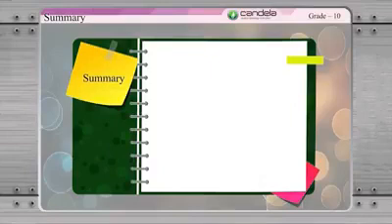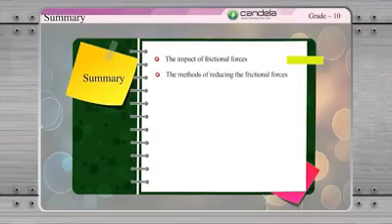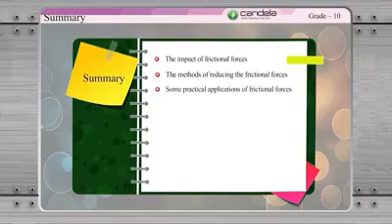In this lesson, we studied the impact of frictional forces, the methods of reducing the frictional forces, and some practical applications of frictional forces.